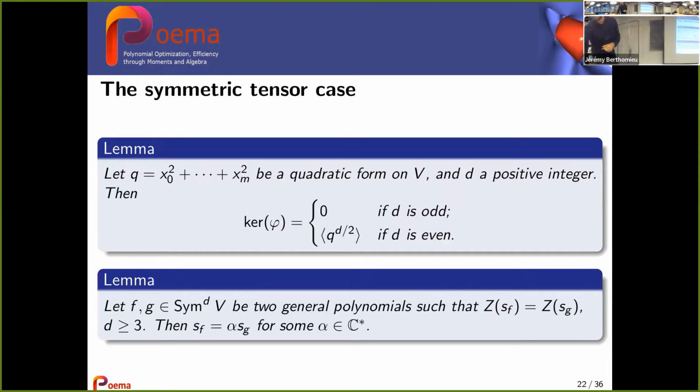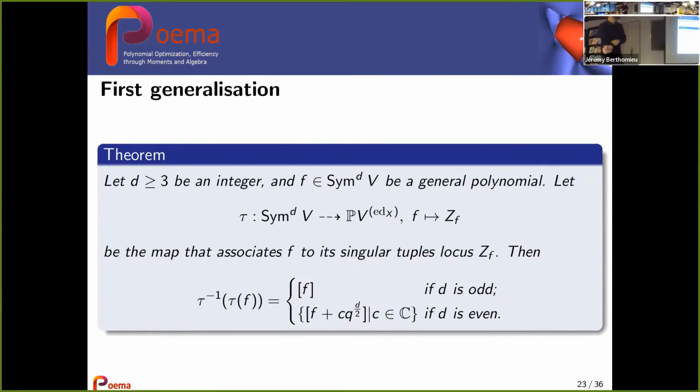And if we put these two results together, we obtain the main theorem that generalizes the first two results to polynomials of any number of variables. So we obtain exactly the same behavior. We have that the fibers of this map are just the polynomial f if the degree is odd. Otherwise, it is f plus the quadratic form that I wrote before here, to the power d over 2, when this is even.